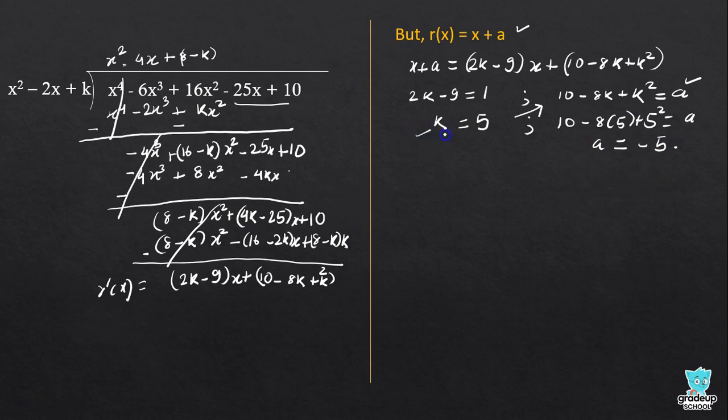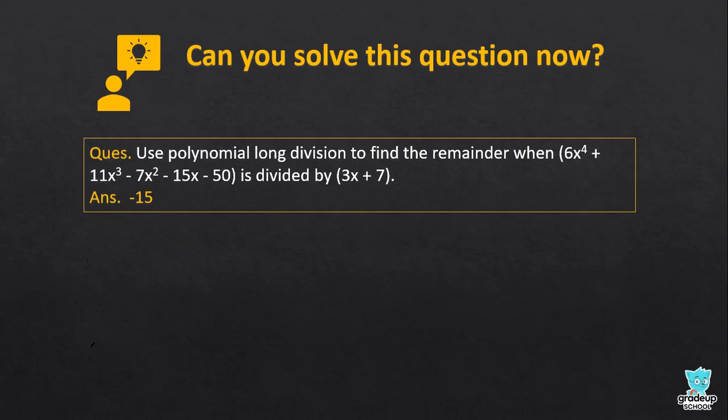So now we have calculated the values of a and k. So here is the solution for the problem. I hope you have learned something new. We have calculated the values of a and k, and that was asked in the question. So we have just learned how to use the long division method in the case of a polynomial.